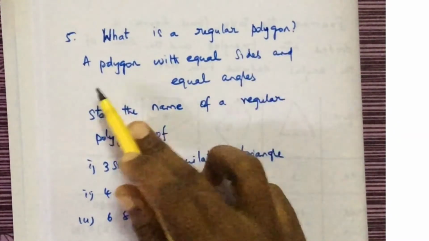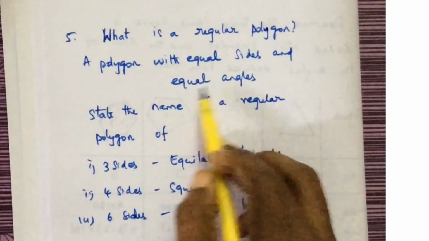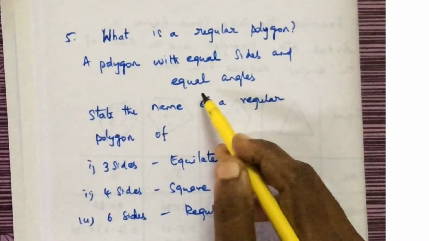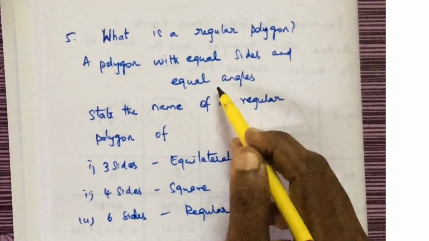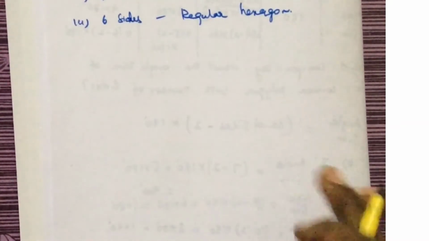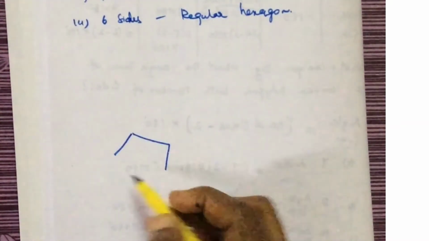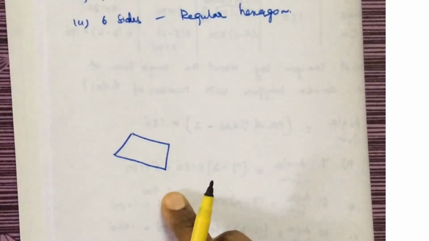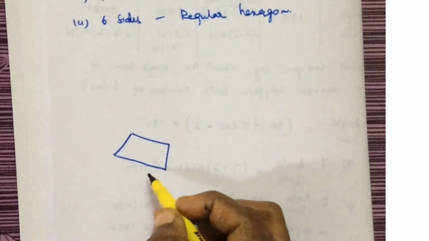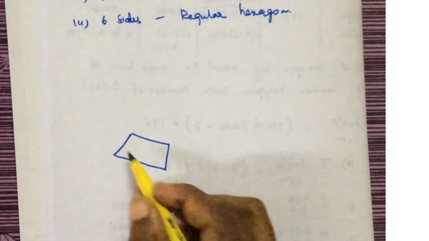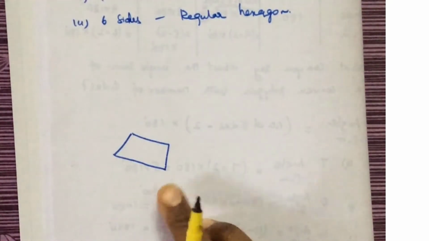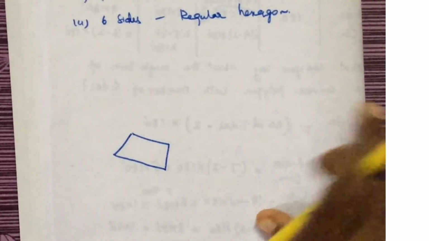What is a regular polygon? It is a polygon with equal sides and equal angles. So in a polygon all the sides should be equal and all the angles should be equal. When these two conditions are satisfied, then it is called a regular polygon. For example, if you see a figure like this, it is a quadrilateral, this is a polygon. But this is not a regular polygon. To be a regular polygon, all these sides should be equal and the angles should be equal. Then it is called a regular polygon. This is not a regular polygon, but this is a polygon.